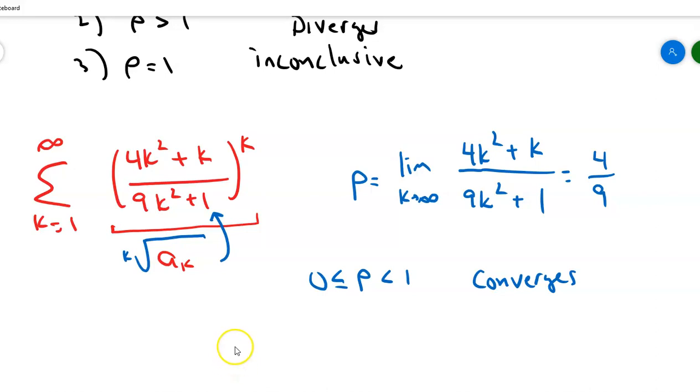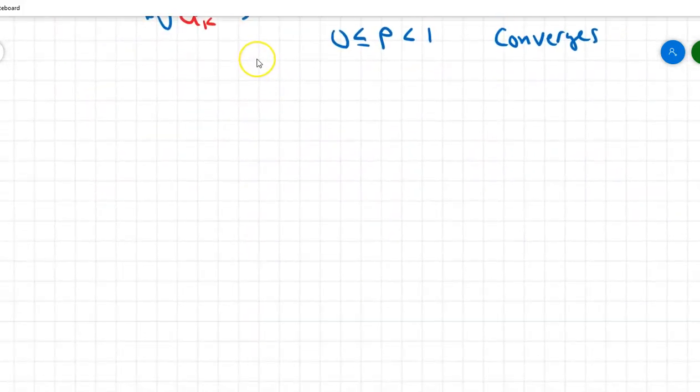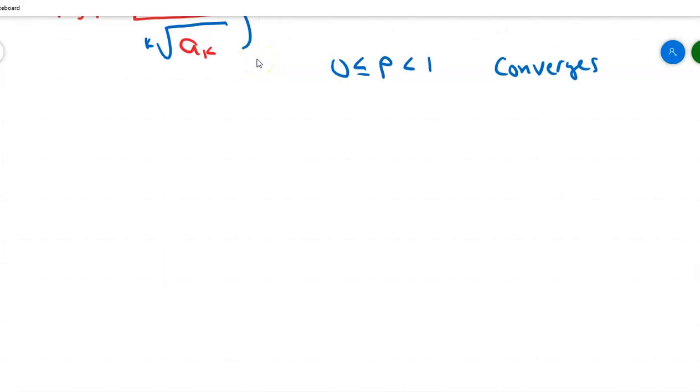All right, so that was the root test. Let's take a look at the first of our comparison tests. It turns out that, yes, there is more than one comparison test. This one, we're going to do the direct comparison test, and then we'll do another video with some of the other tests. So let's look at the direct comparison test.